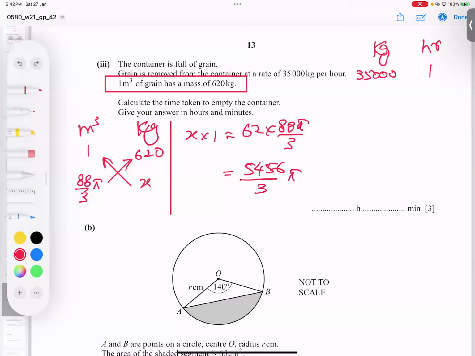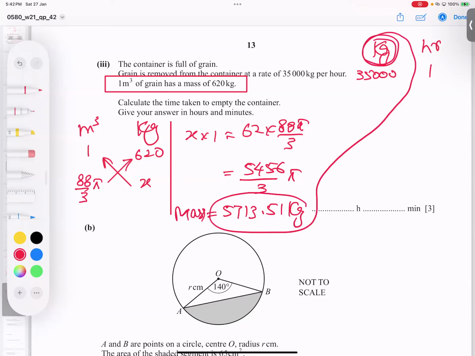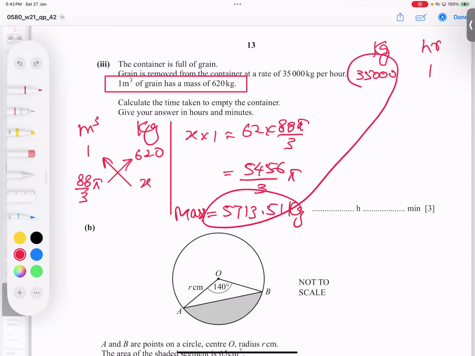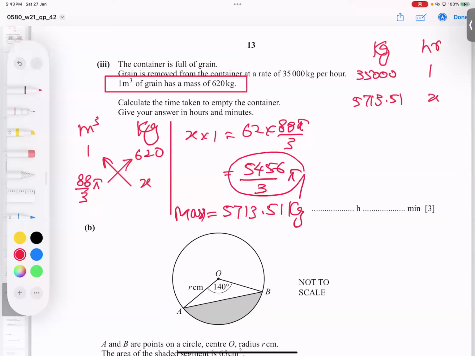If you're not happy with this number, you can convert it into decimal: 5713.5051 kilograms. So this kilogram I got, and this is a mass. Is this kilogram matching or not matching? Exactly matching. So I will copy this number here under it, 5713.51, and here X. I repeat my words again, I got this answer in kilograms. I want to find X, so X multiplied with this number and this multiplied with that number.